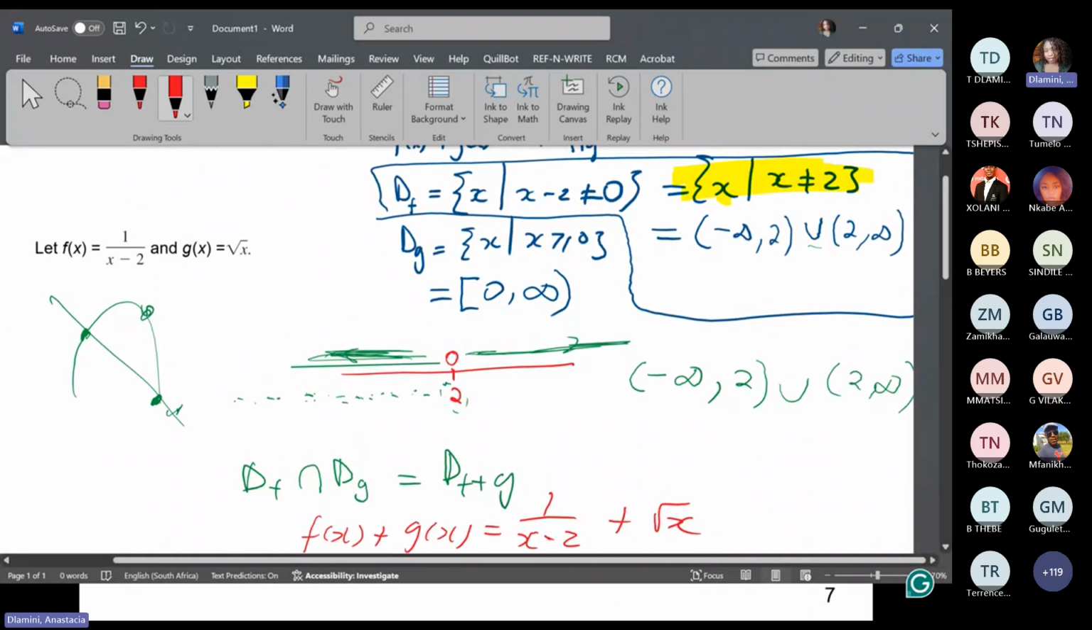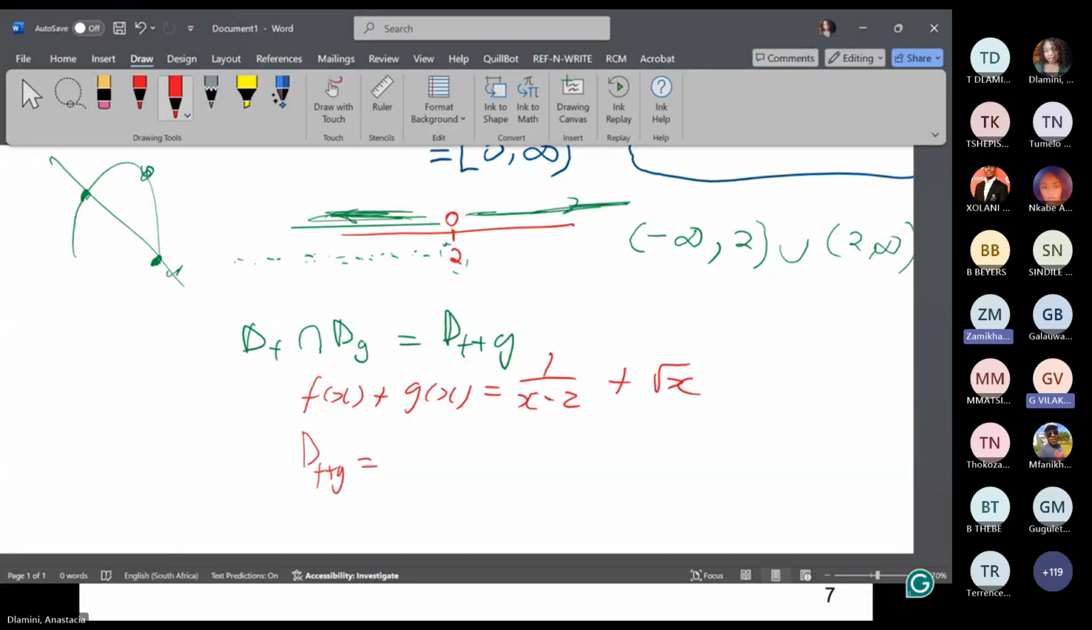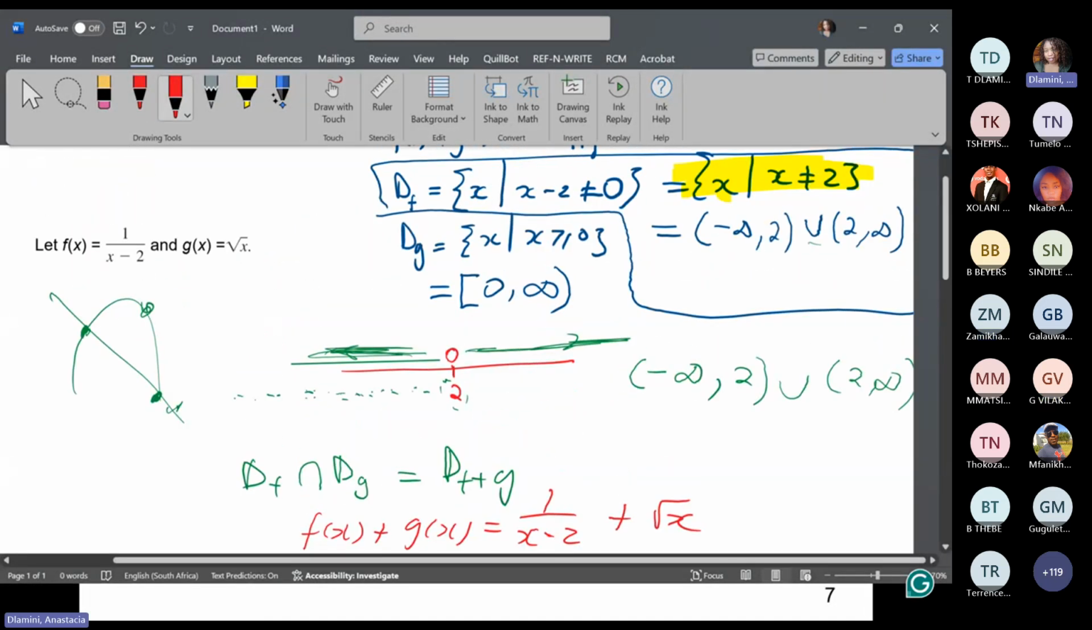How did you get that? So you're saying that x has to be greater than 0 but not equal to 2. How do I write it? How do you write it? The same one that Tokozani started with. That one. You wrote it. Wait.